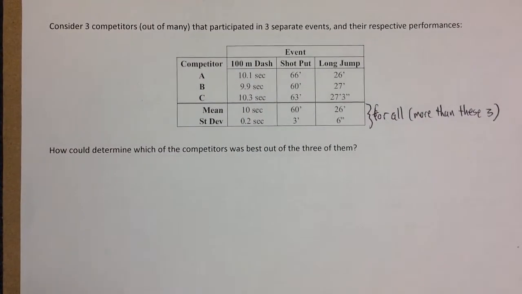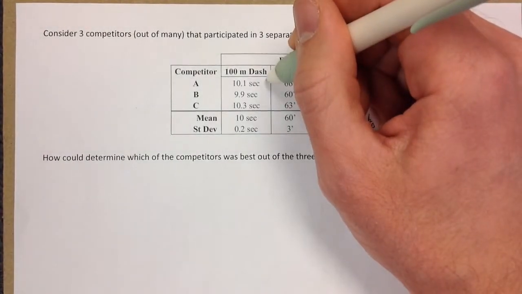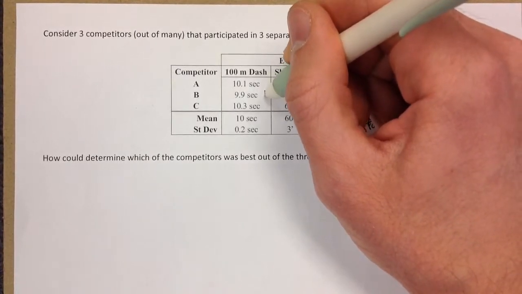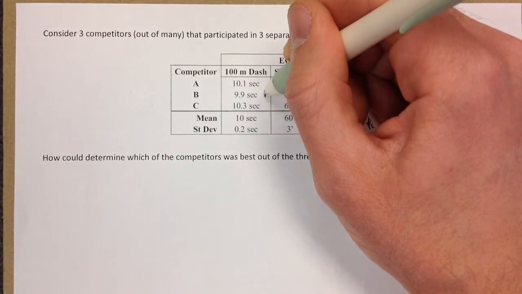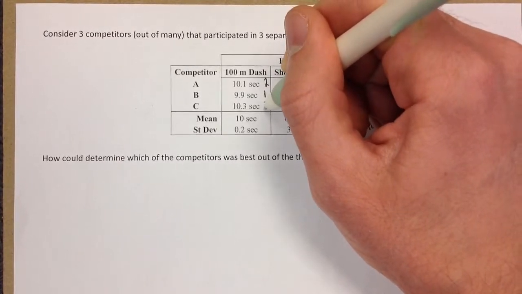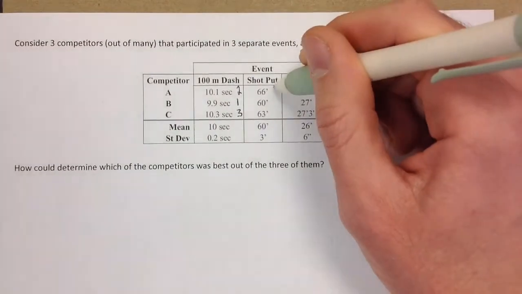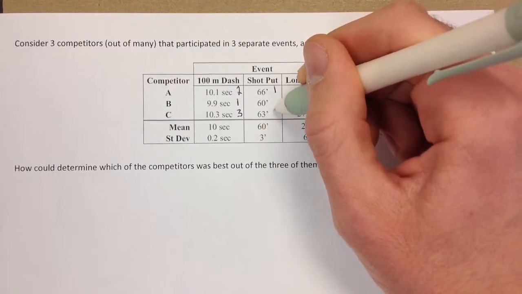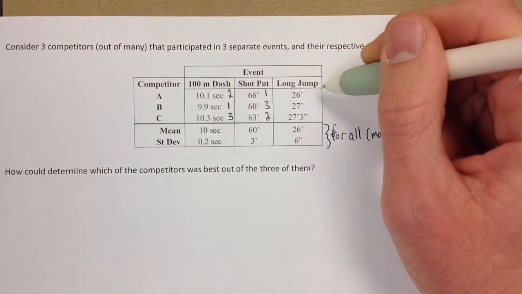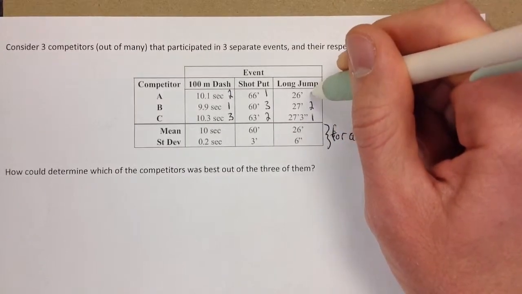So let's try a method that's not going to work. Let's rank them. So in the 100-meter dash, who came in first? Competitor B. Who came in second? Competitor A. Okay, and then competitor C was the slowest, so they came in third. Shot put, who came in first? A, second, C, and then obviously B came in third. Long jump, who came in first? C, followed by B, followed by A.